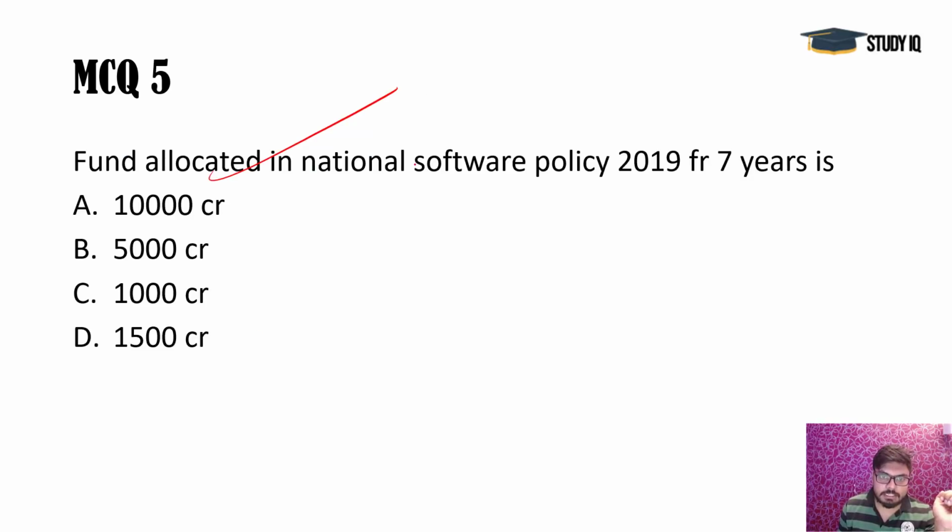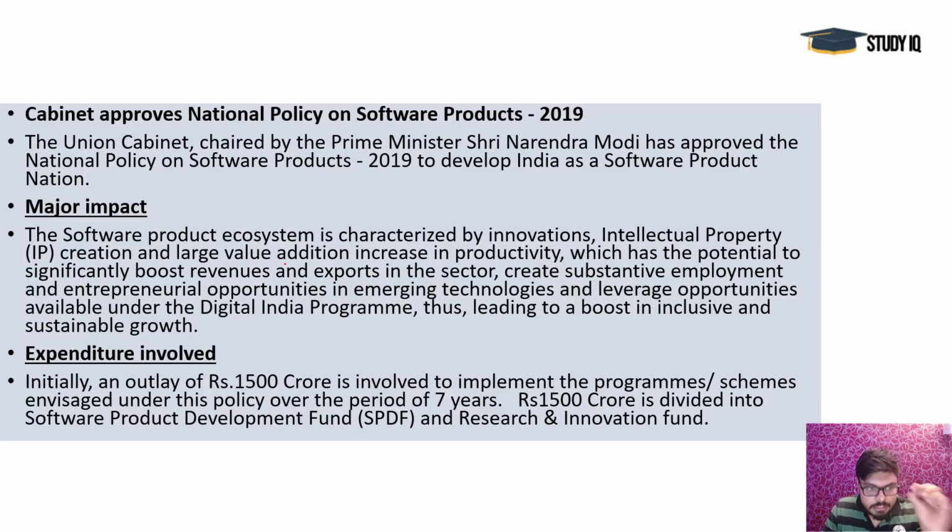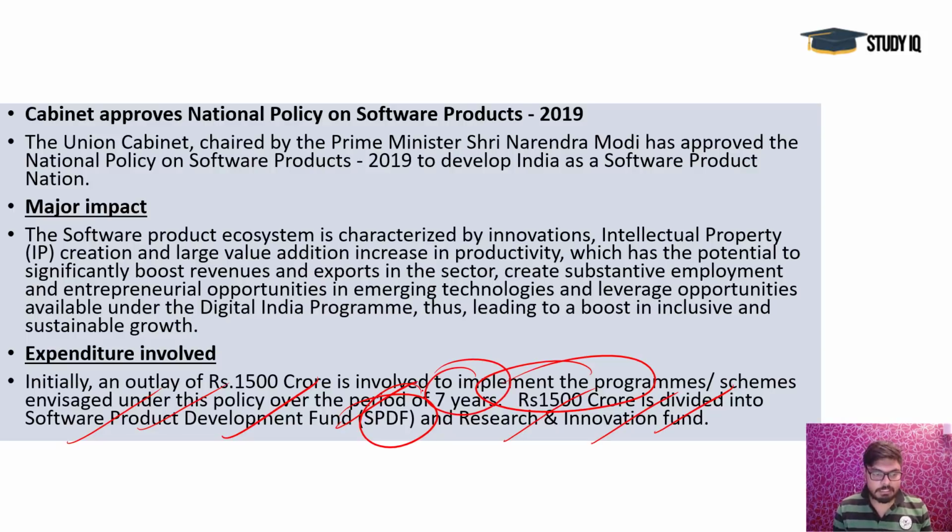Next, the fund allocated in the National Software Policy, the next important policy announced on the same date. For 7 years, it is going to be a very important fund allocation here, that is 1500 crore rupees directly. And you see, there are going to be two types. One is the Software Product Development Fund, SPDF, and one is the Research Innovation Fund. They both are for 1500 crore rupees, and it is going to be implemented for the next 7 years. Okay, remember that. And 1000 crore is directly by the government. And additionally some other funds are also there, but this is the main fund, the 1500 crore rupees fund.